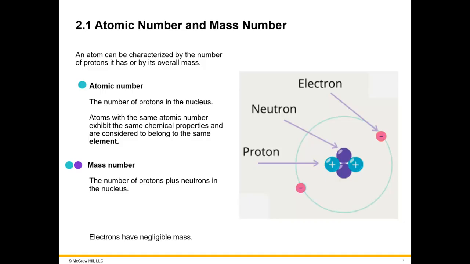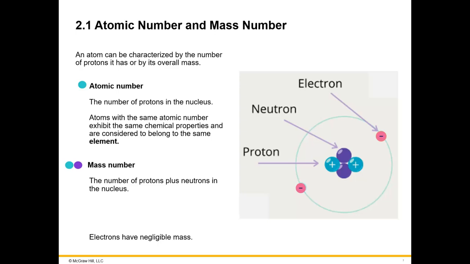When we talk about atoms, we're usually trying to characterize them either by their atomic number or by their mass number to figure out how they interact. When we look at the atomic number, this is just referring to the number of protons that an atom has in the nucleus. Atoms that have the same atomic number are going to exhibit the same chemical properties and are considered to belong to the same element. So for instance, carbon. There are multiple kinds of carbon, but if they have that specific number of protons in the nucleus, that's what's telling us they're in that element group.